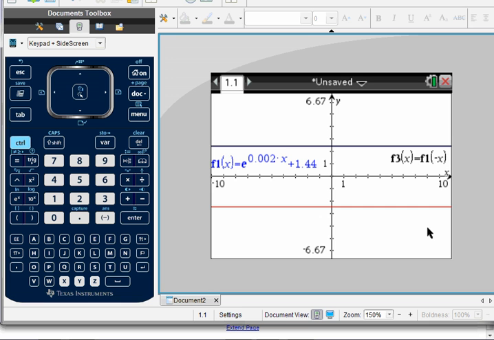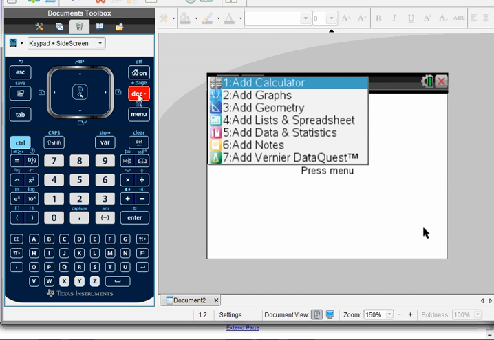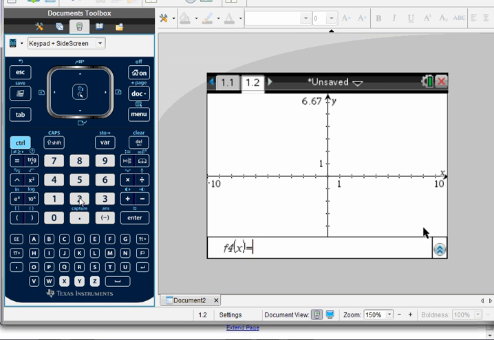So I could just add a page. It'll be clear if I do. And let's just add a graph, and we can do e to the x.